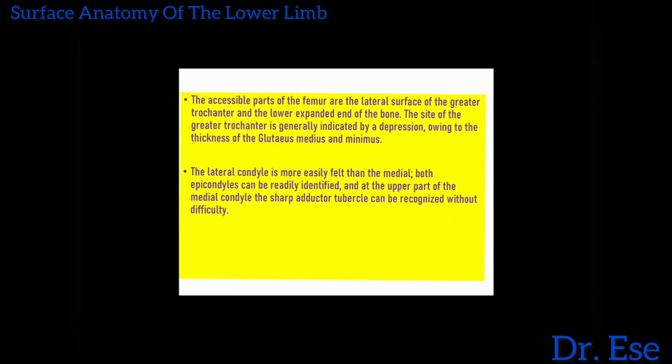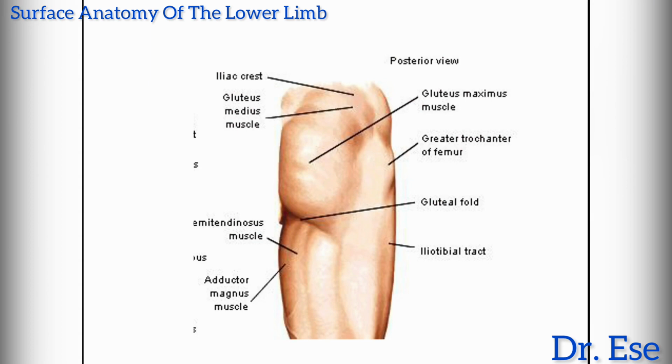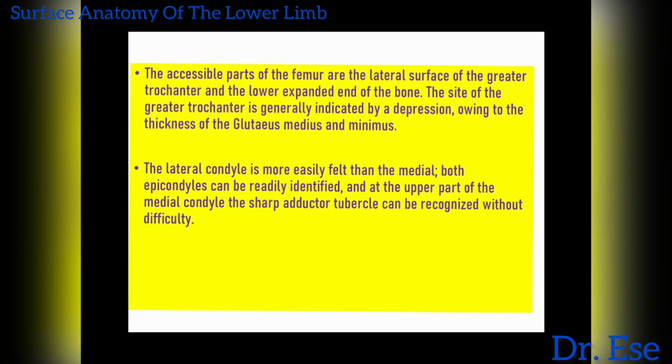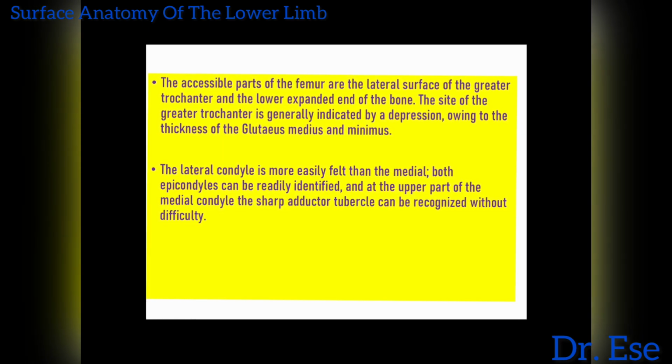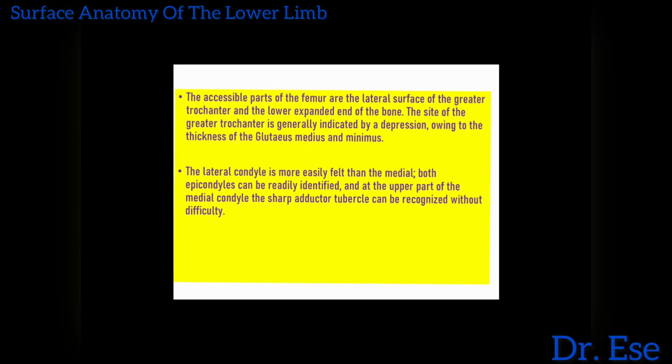Now we're talking about the femur. As I said, the accessible parts of the femur are the lateral surface of the greater trochanter and the lower expanded end of the bone. The site of the greater trochanter is generally indicated by a depression owing to the thickness of the gluteus medius and minimus. The lateral condyle is more easily felt than the medial. Both epicondyles can be readily identified, and at the upper part of the medial condyle, the sharp adductor tubercle can be recognized without difficulty.